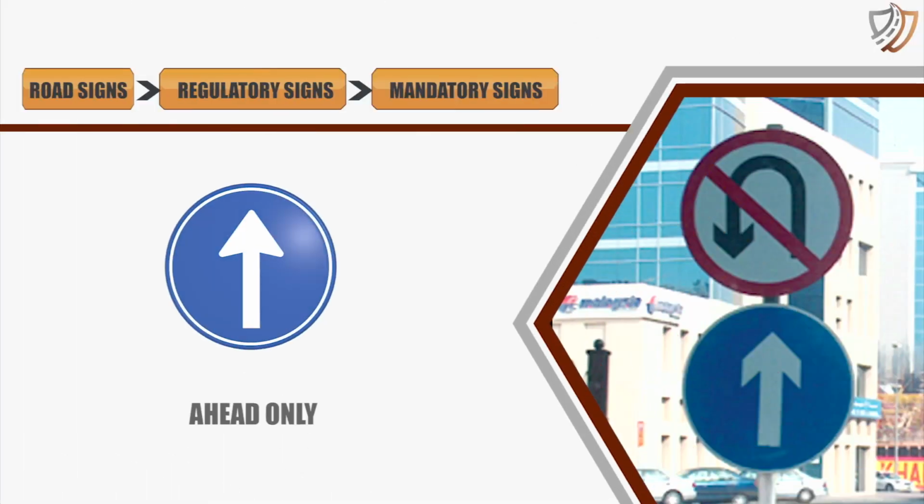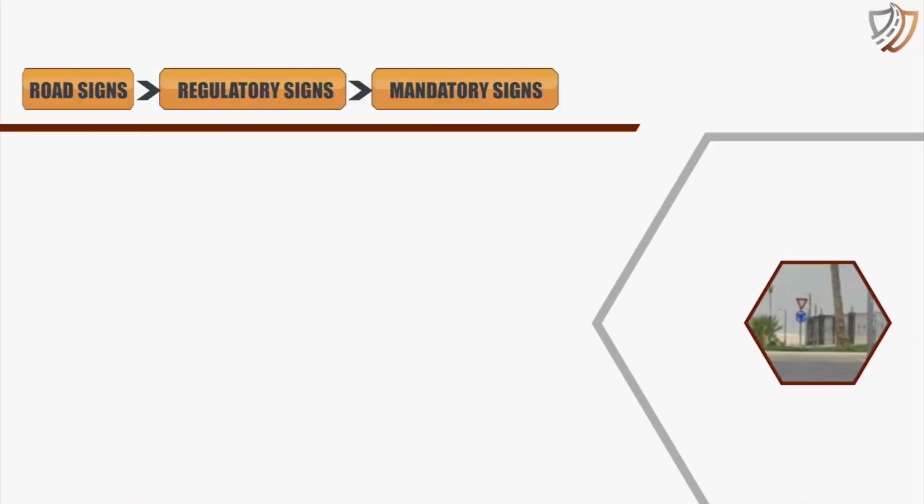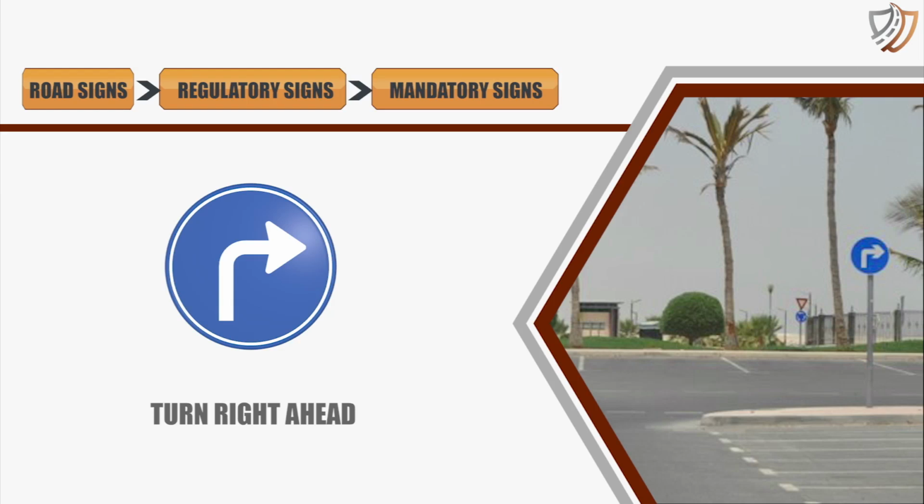A head-only sign instructs that motorists must go straight ahead only. They must not make a U-turn, turn right, turn left, but have to continue driving straight. Motorists are not allowed to park in such areas. It can be seen at traffic signal, which directs for straight only. Turn right ahead, left if symbol is reversed. This sign means motorists must turn right ahead.